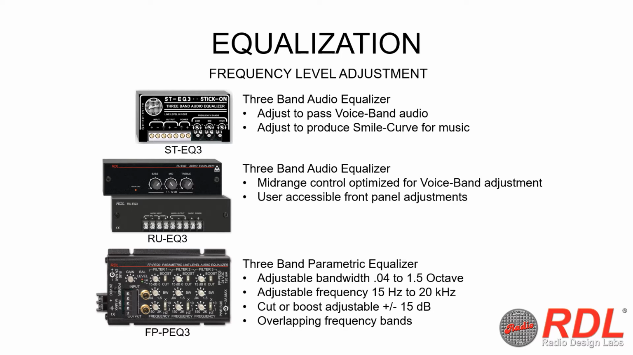Each of the 3 bands, or filters, can adjust a definable bandwidth range from a narrow 4/100ths of an octave to a wide 1.5 octave range. This adjustable range can be placed anywhere in the full audio spectrum from 15 Hz to 20 kHz. Each filter is switch selectable to either cut or boost the selected frequency range up to 15 dB, and since the frequency bands overlap, this unit provides the ultimate in EQ control.